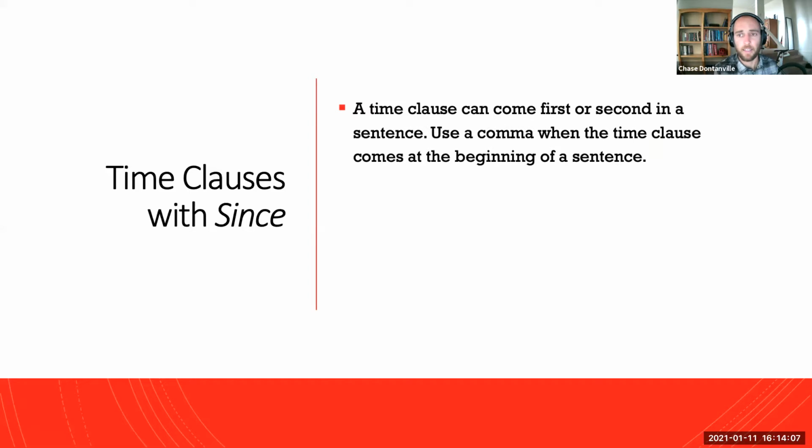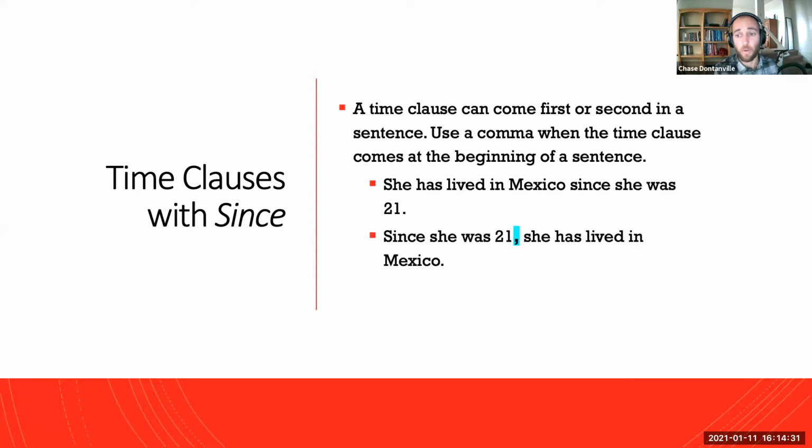A time clause can come first or second in a sentence. And remember, you should use a comma, or you have to use a comma, when the time clause comes at the beginning of a sentence. She has lived in Mexico since she was 21. The time clause, since she was 21, is second, so no comma. Since she was 21, comma, she has lived in Mexico. In this case, we put the time clause first, so we need to write a comma after the time clause.